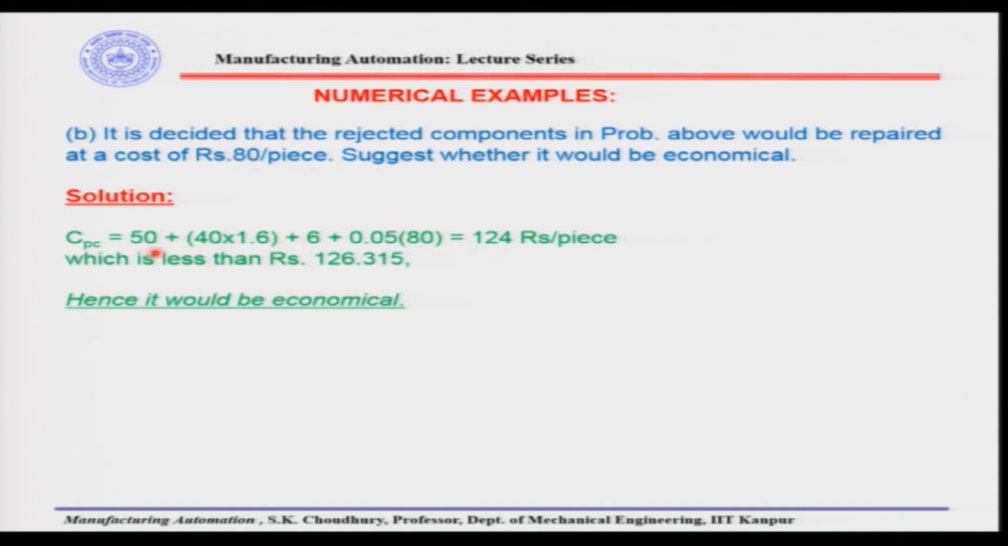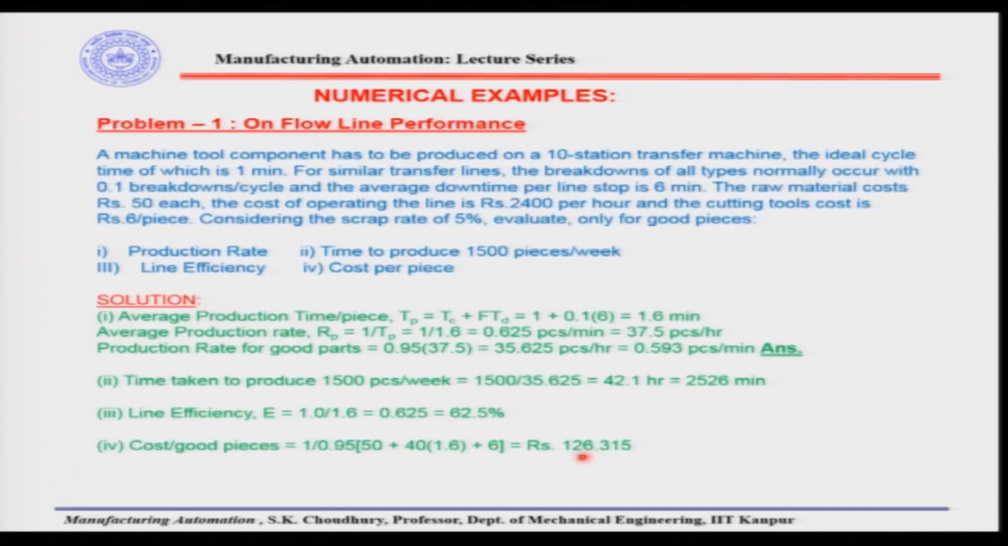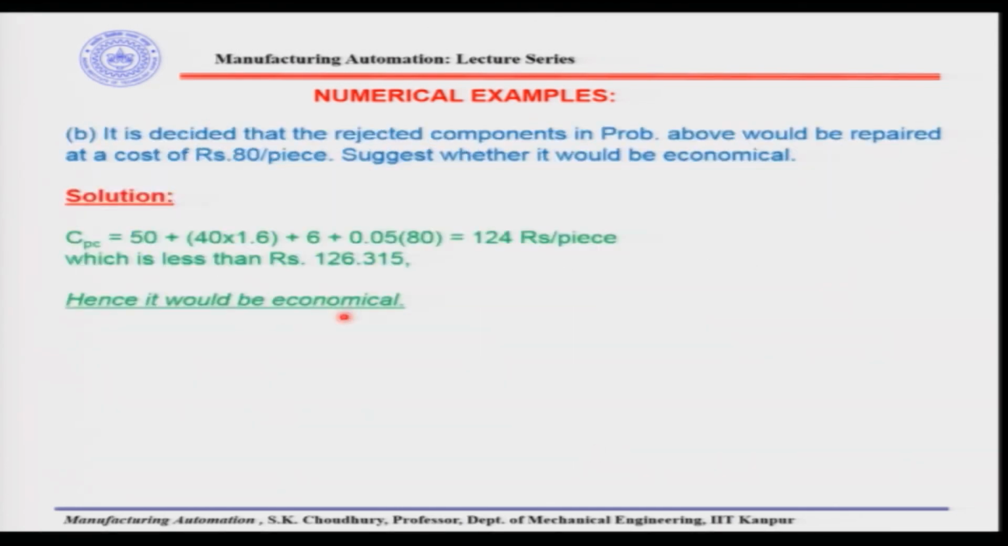So, 50 plus 40 into 1.6, this is the Td, plus 6 is the tooling cost, plus the cost for repairing, that is rupees 80 for 0.05 of the parts, and that will be 124 rupees per piece. So, this is less than 126.315 rupees. Therefore, it will be economical.